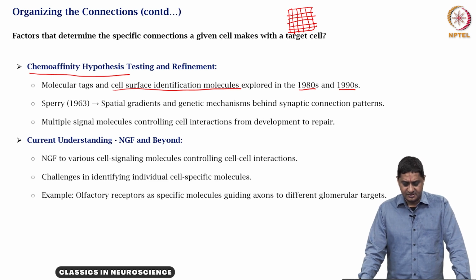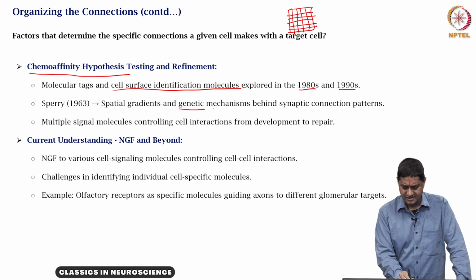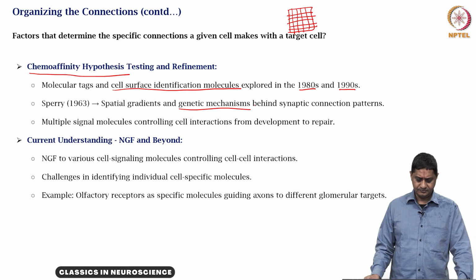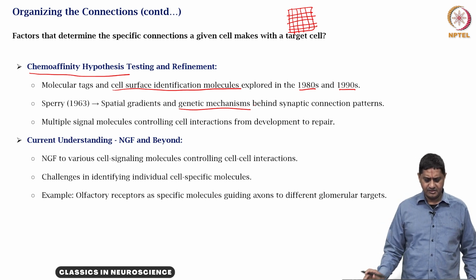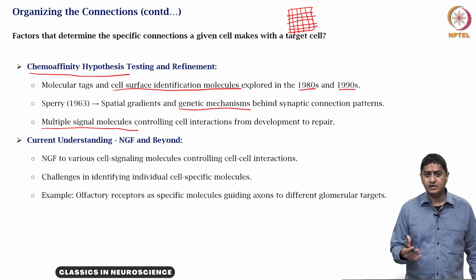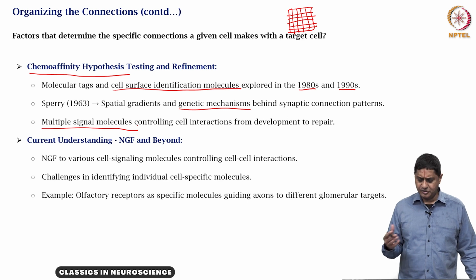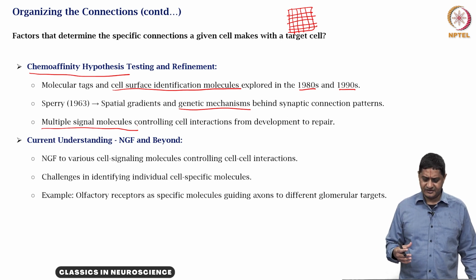Sperry postulated that there were spatial gradients that identified specific x and y coordinates in this map, and perhaps there were some genetic mechanisms behind specific synaptic connection patterns that happened in this system. But later it was shown that there were indeed multiple signaling molecules that controlled how cells or neurons interacted, from development to repair. There were many signaling molecules involved. So, these results came much later.